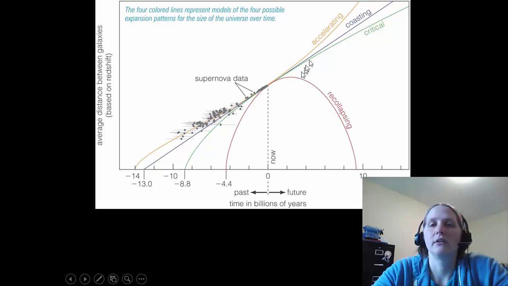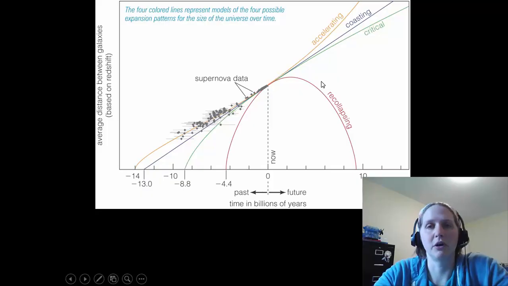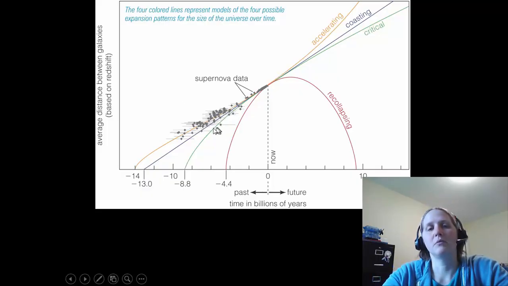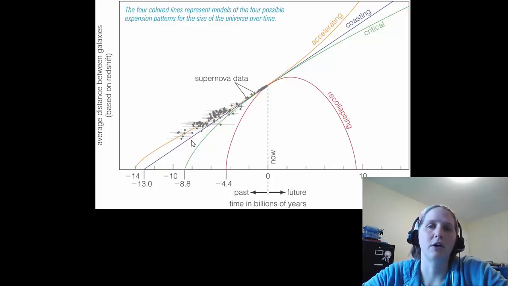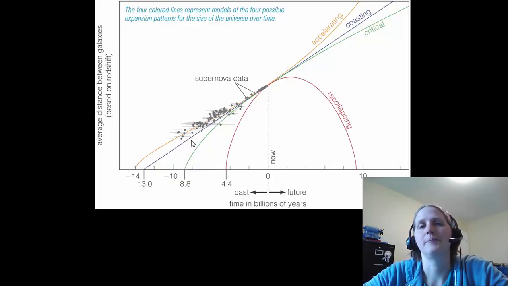So each of these colored lines represents one of those universe models. Here's the one where you have the Big Bang and it gets bigger and then gravity recollapses it, crunch. Right? The critical universe, the coasting universe where it expands forever, and our accelerating universe with dark energy. So you can see the supernova data prefers the yellow line. There are some error bars, which just represents how confident we are in our equipment and our techniques. So you could argue that a lot of those error bars overlap on the blue line. So maybe we live in a coasting universe and we don't need dark energy.